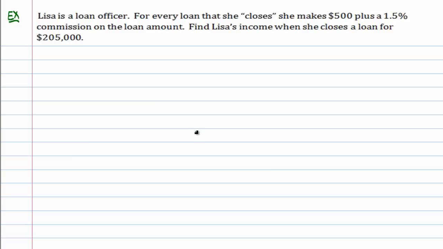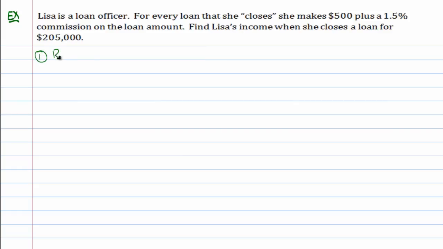So let's suppose a loan officer, her name's Lisa, and for every loan that she closes, in other words, every loan that she sells, she makes $500 plus a 1.5% commission on the loan amount. So she earns 1.5% of whatever the loan was. Find Lisa's income when she closes a loan for $205,000.